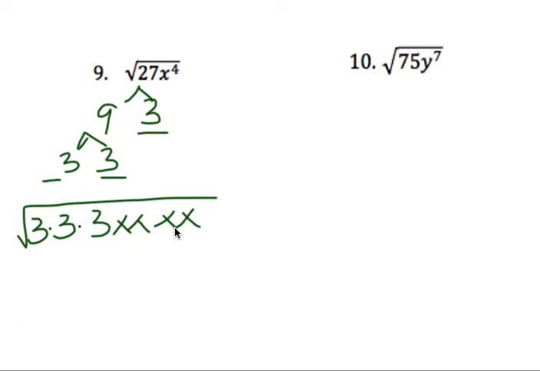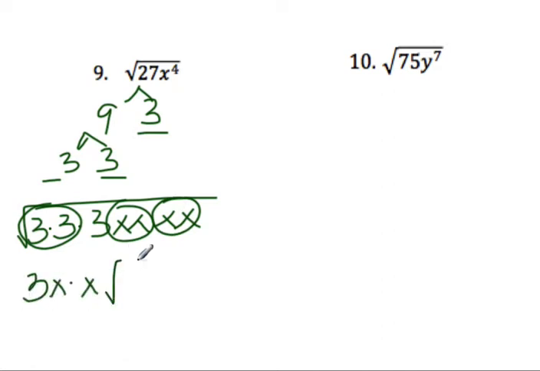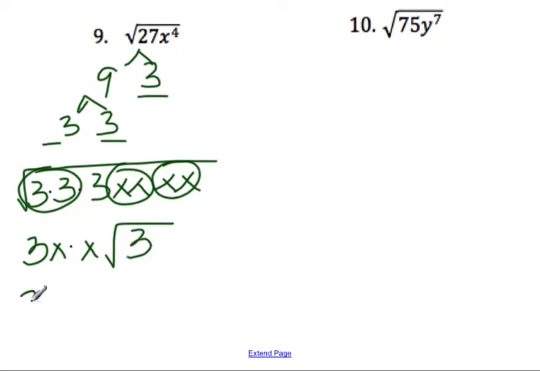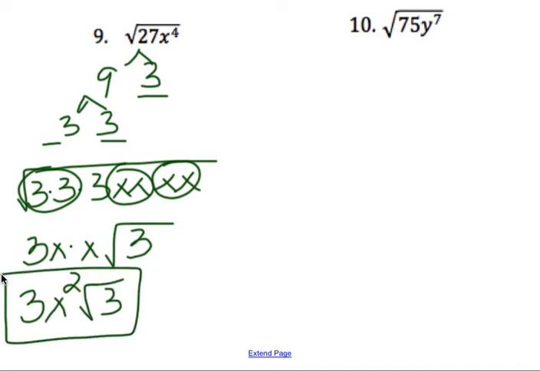So now I'm ready to find my pairs. I have one pair here, here, and here. So I have a 3 times an x on the outside, and then the only thing left without a pair is that 3 underneath. So x times x is going to give me x squared. So I'm going to have 3x squared square root of 3.